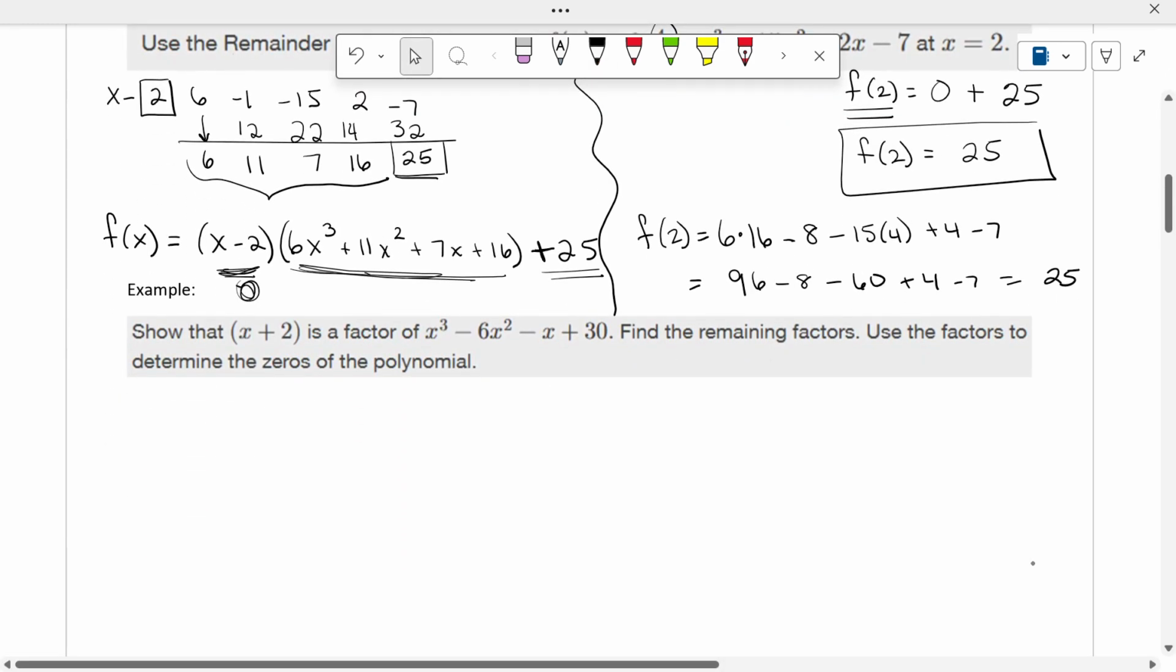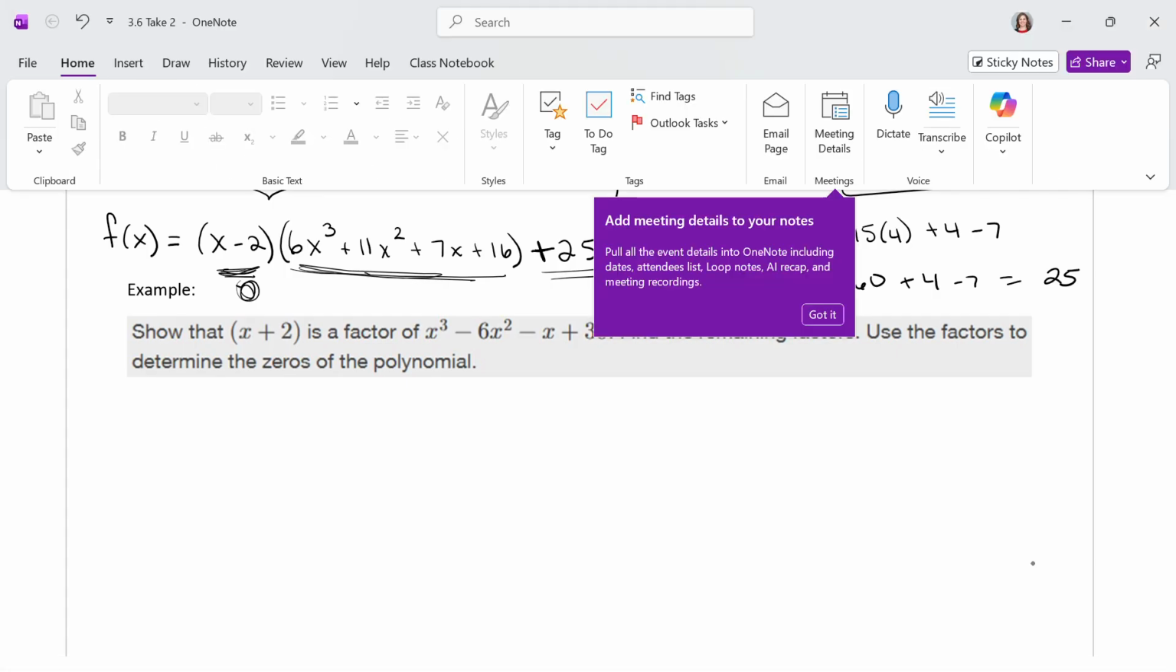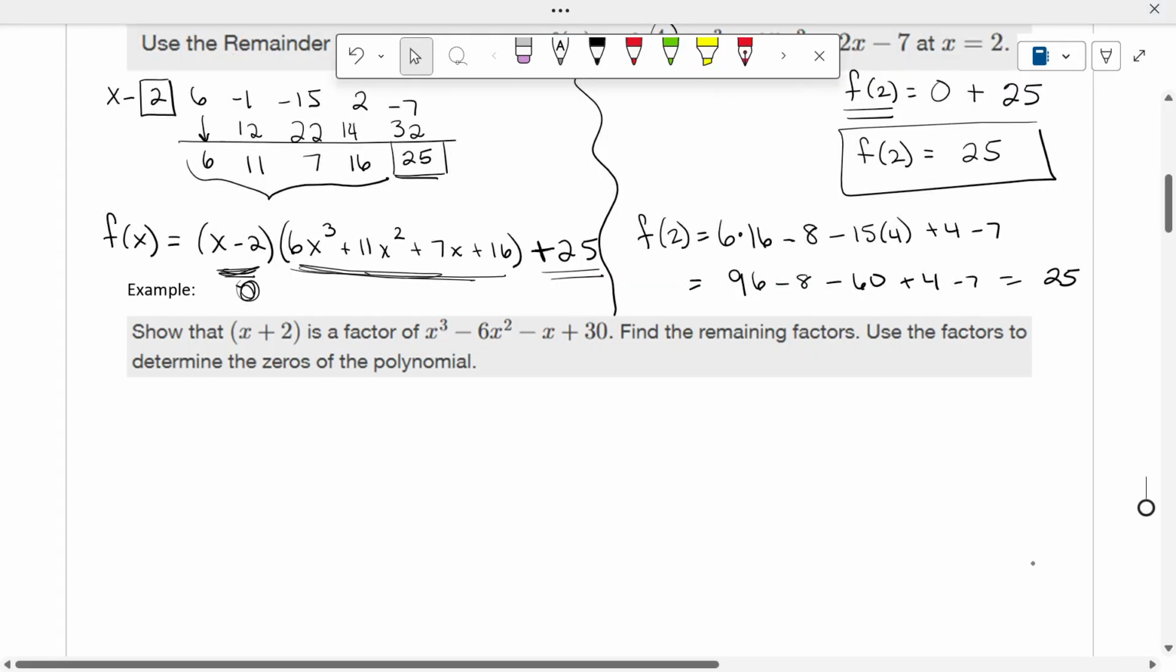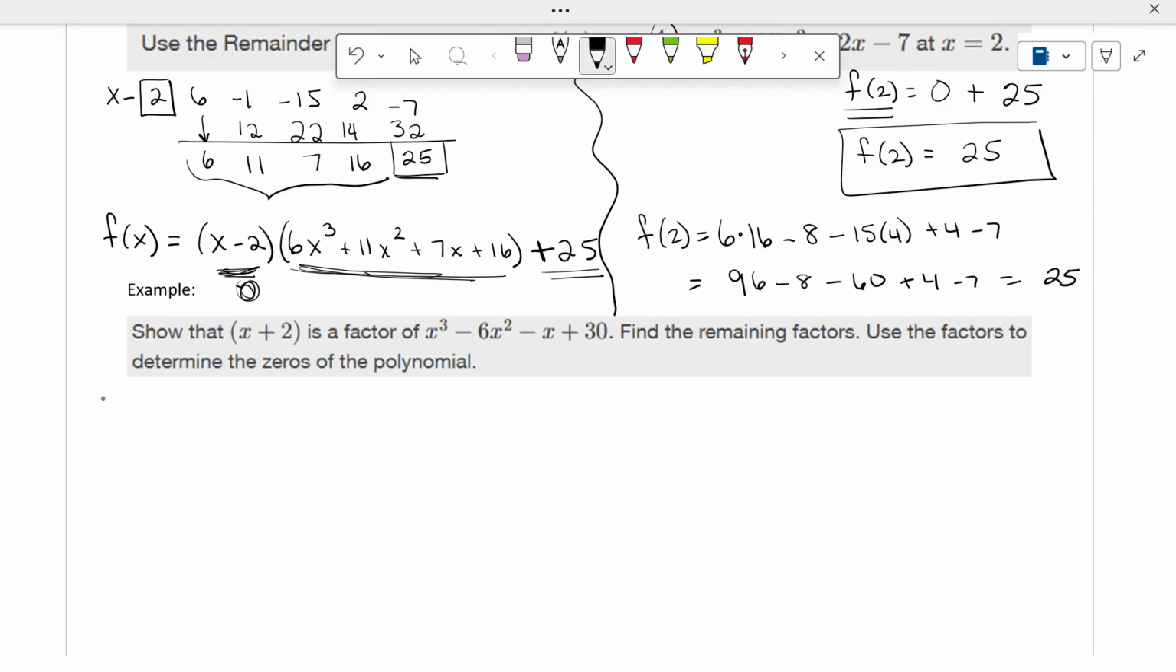Now let's look at this next example. It is telling us x plus 2 is a factor. It wants me to find all of the remaining factors, and then use the factors to find the zeros. So if x plus 2 is a factor, then negative 2 is the 0. Set that equal to 0 and solve it. Okay, so this is my 0 of the polynomial.